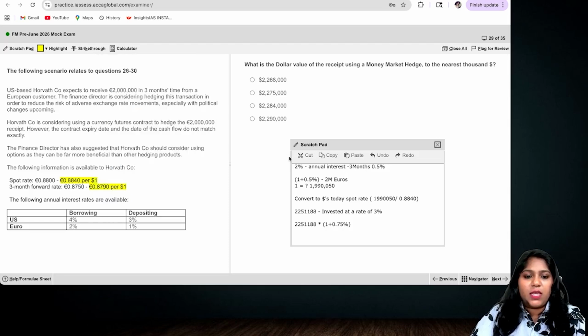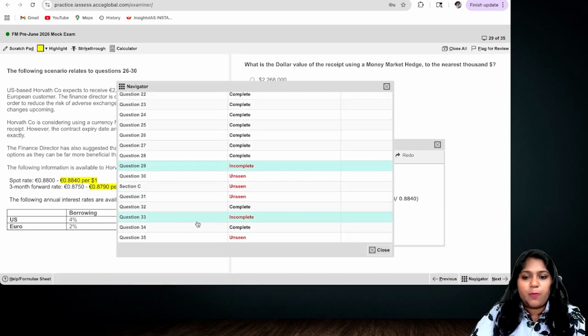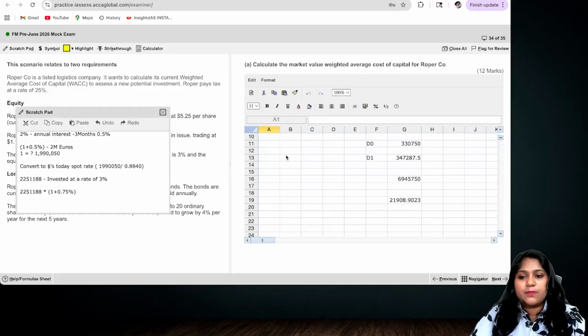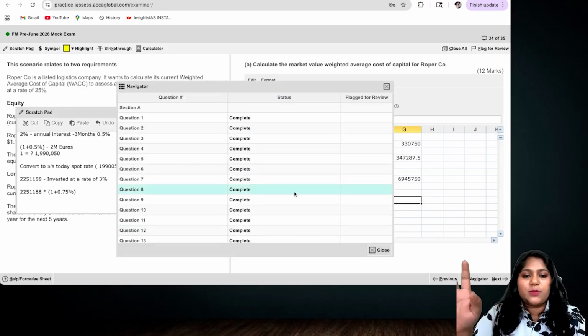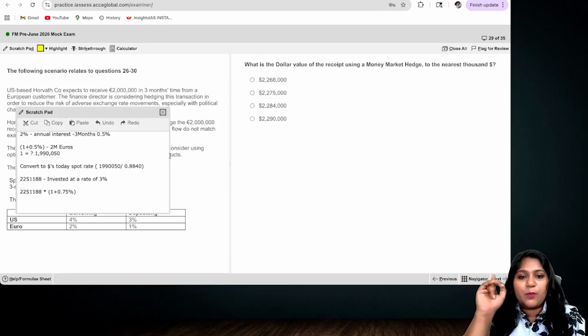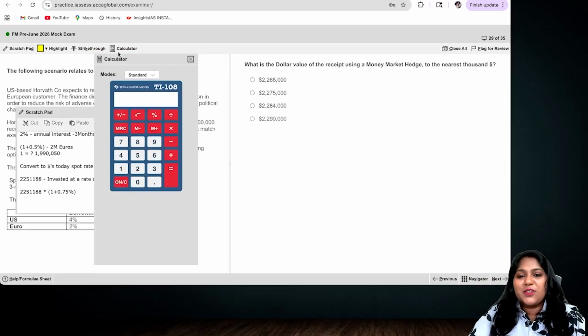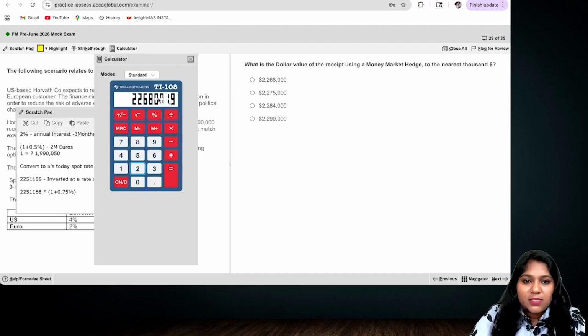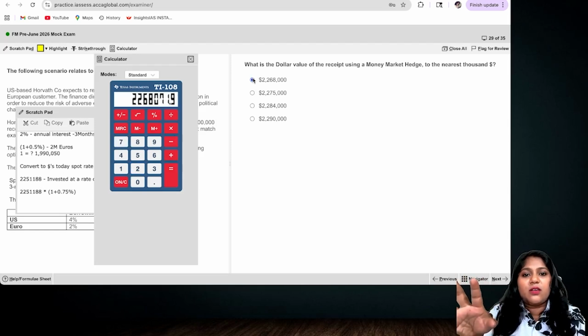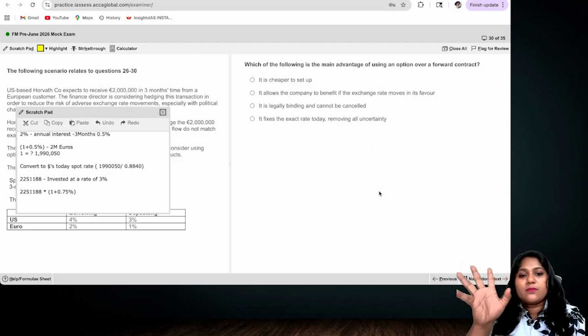Am I doing some mistake? Let's check it out here, guys. Oh, you have to multiply. Sorry, I am dividing. It's my bad. Yeah, exam pressure. I'm also having exam pressure, just like you guys. So take the calculator: 2,251,188 multiplied with 1.0075. It should get 2,268 somewhere. So I think the closest answer is the first option, A. Sorry guys, it's my bad.